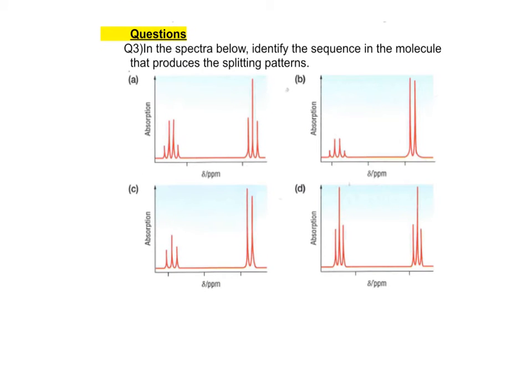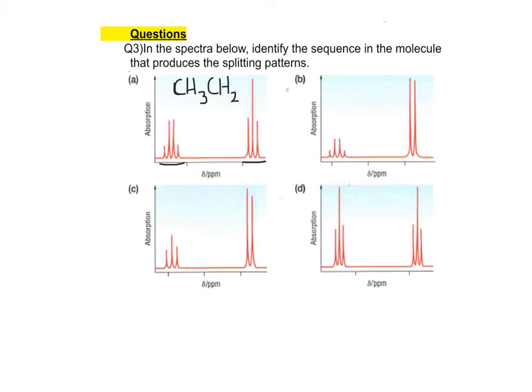So for question 3, we are told in the spectra below, identify the sequence in the molecule that produces the splitting patterns. Okay, and this NMR is all about getting little sections of the molecule, and then you can join it up with what you know from mass spec and what you know from IR to sometimes come up with the structure of a molecule. Now if I look carefully at 3A, I can see that I have got a quartet and I have got a triplet. Now the quartet must be caused by hydrogens that are adjacent to a CH3. The triplet must be caused by hydrogens that are adjacent to a CH2.